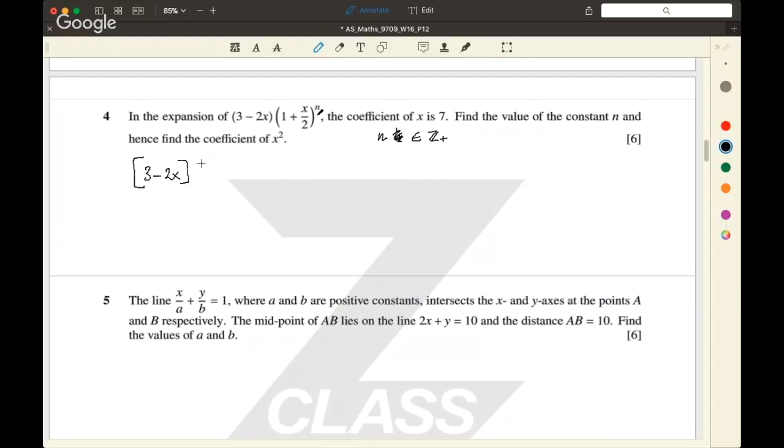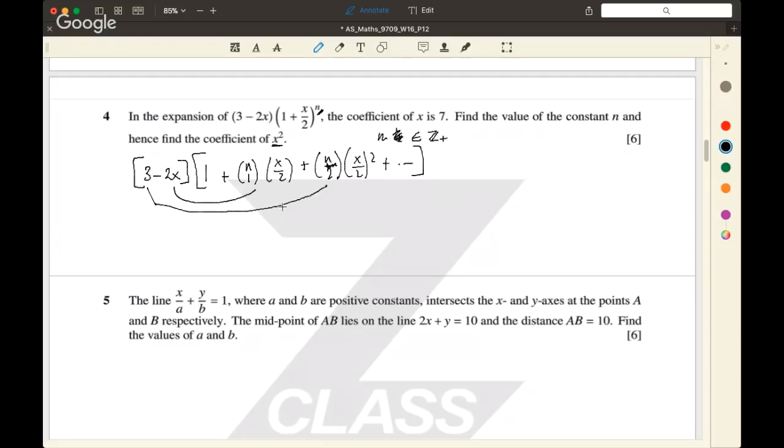We have 1 plus n choose 1 times x over 2, plus n choose 2 times x over 2 all squared, plus and so on. And we just want to find the coefficient of x squared. So that's going to come either from a combination of this thing with a single x and this thing with a single x, or this thing with a constant and this thing with an x squared. And those will both give us x squared terms.